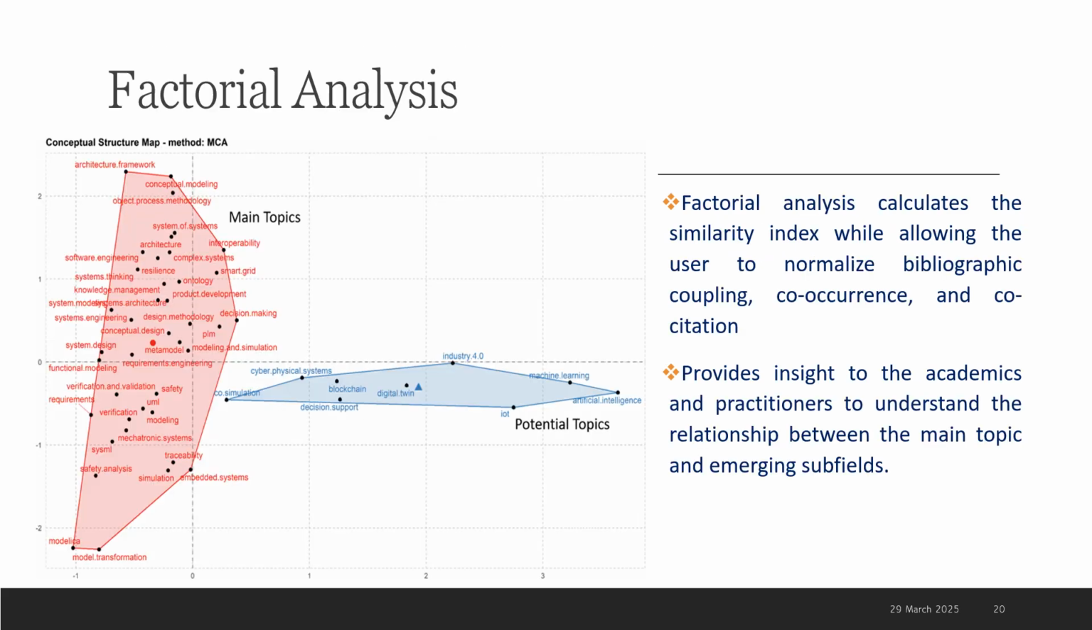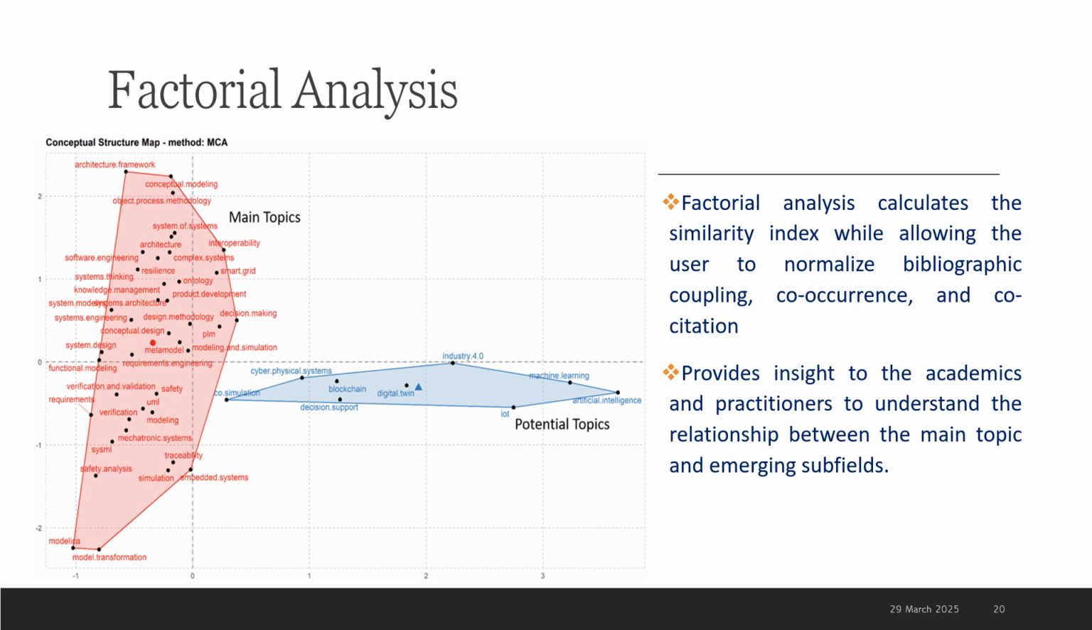And this slide shows the type of analysis called factorial analysis to find the similarity index in the ongoing research. For example, the red cluster shows the keywords in the main topic, and it encompasses well-established research areas such as architecture, framework, conceptual modeling, systems engineering, design methodology, verification and validation, and simulation. Also, it includes subfields like ontology, system design, safety analysis, and meta-modeling, highlighting the core research themes in the domain.